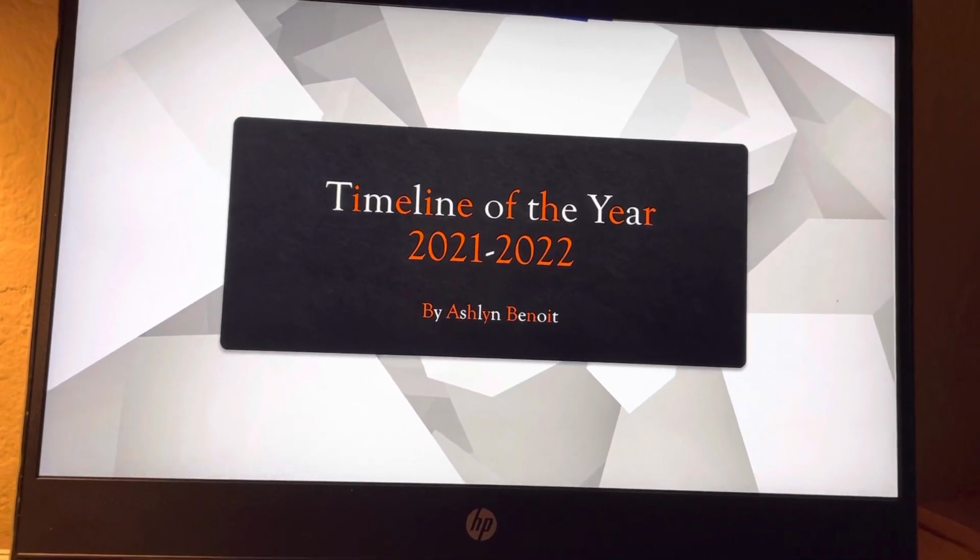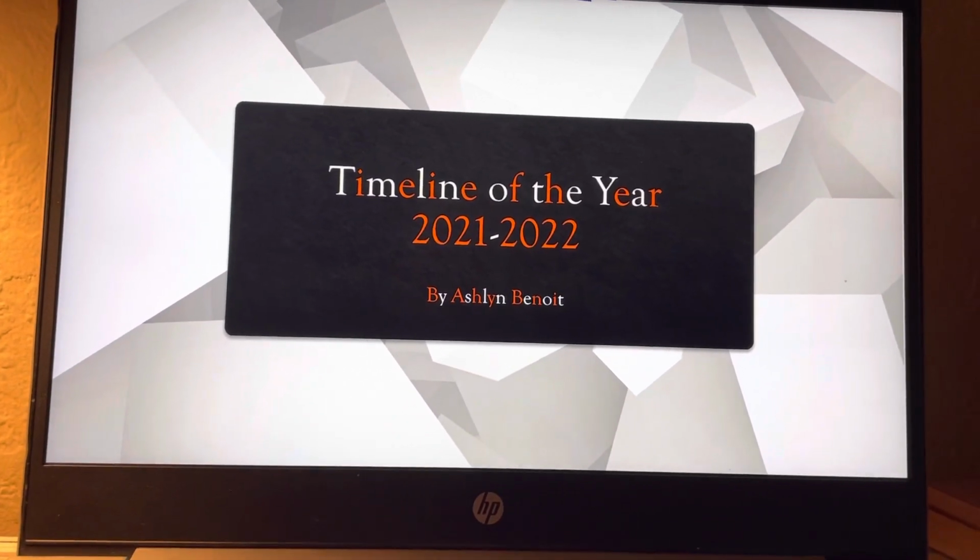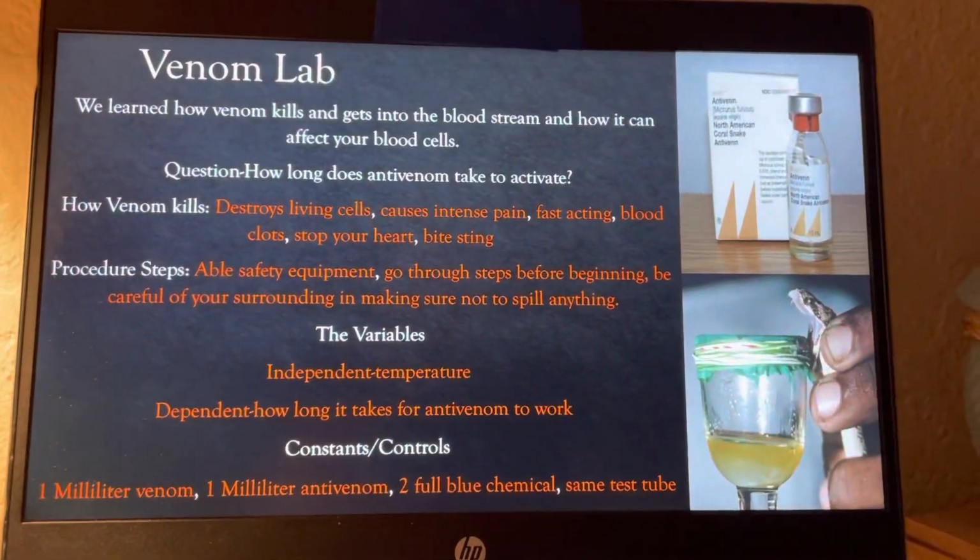Timeline of the year 2021 to 2022. First, we did the Venom Lab.